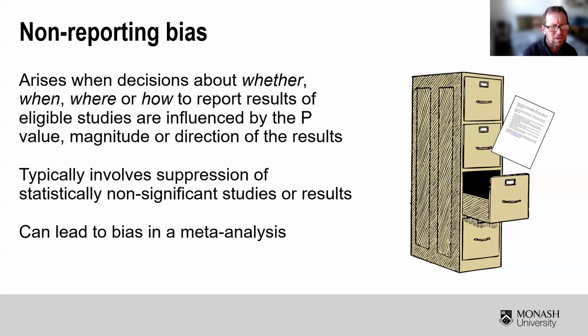The non-reporting may involve non-reporting of whole studies where the main result was considered to be statistically non-significant, or it might be non-reporting of some results, even when the study is at least partially reported. And fairly obviously, if some results are not available for meta-analysis, and their lack of availability is related to the nature of the results, that can lead to bias in the meta-analysis. Next, please.